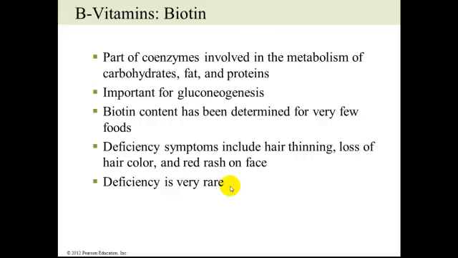So that is an overview of those B vitamins. So once again, just to quickly sum up, if you refer back to table 10.1 on page 330 in the textbook, we had thiamine, which was vitamin B1, riboflavin, vitamin B2, niacin, vitamin B6, folate or folic acid, vitamin B12, pantothenic acid, and then biotin.